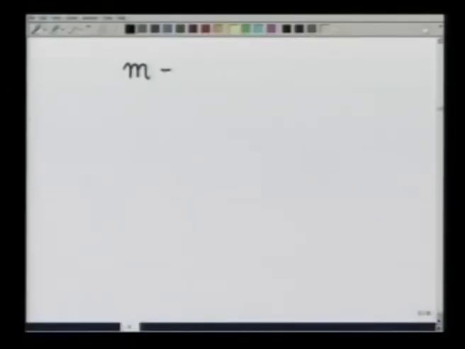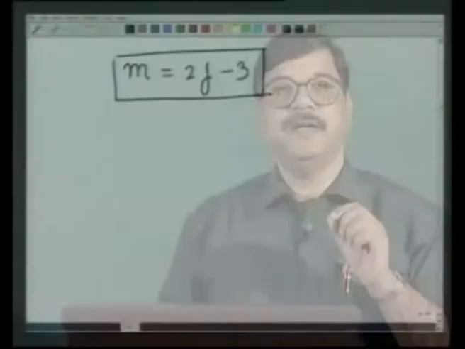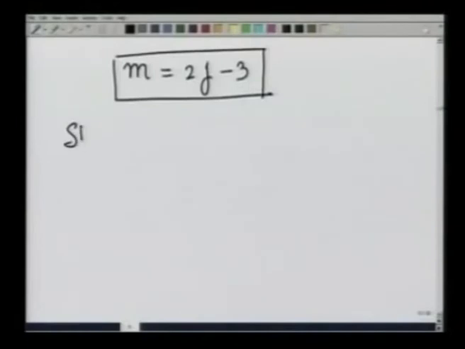If you analyze it carefully, you will see that the number of members that I need to do this, let me write, the number of members m is equal to 2j minus 3. In this case, I provide just enough constraints in the system to make the system statically determinate.